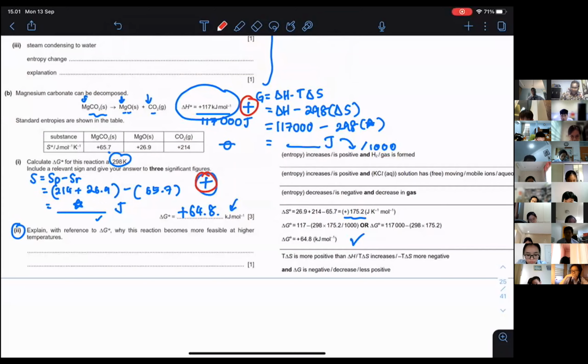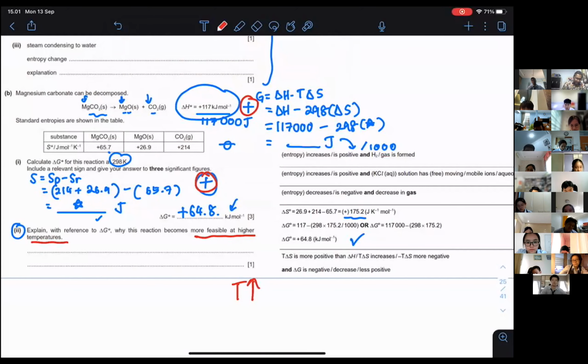Positive, positive, think positive. The reaction will be spontaneous only when the temperature is high. You see why the reaction becomes more feasible at high temperature. You need to explain why. In this case, they ask you to explain why the reaction is more feasible. It means your Gibbs free energy is negative, and that only happens at higher temperature.